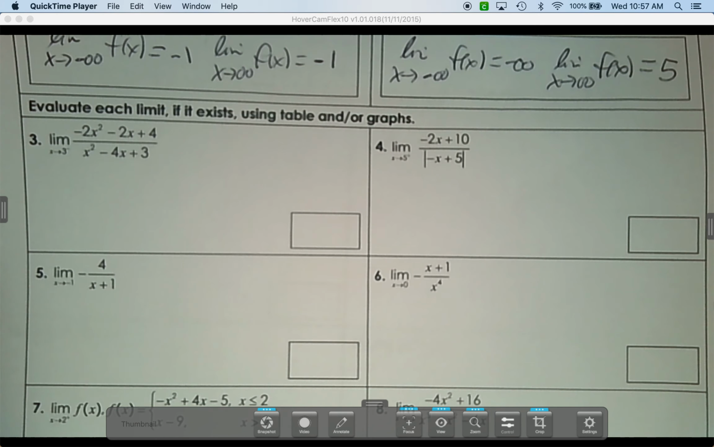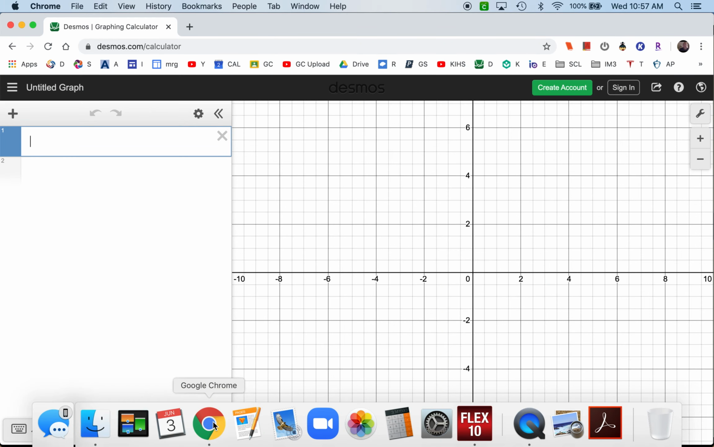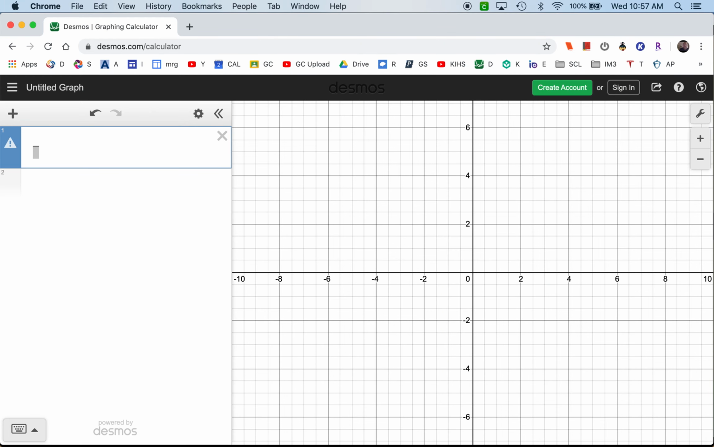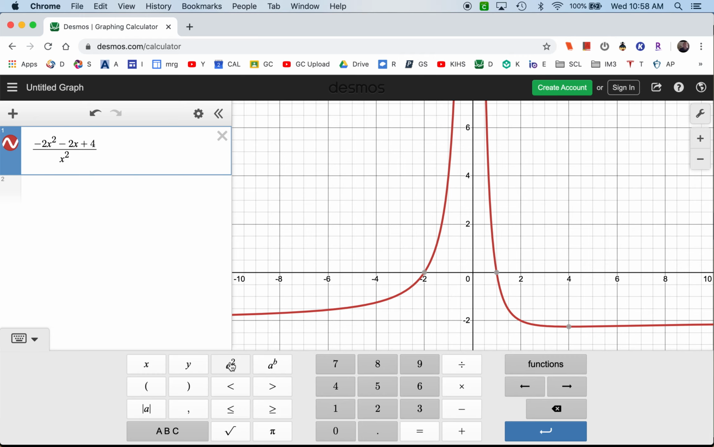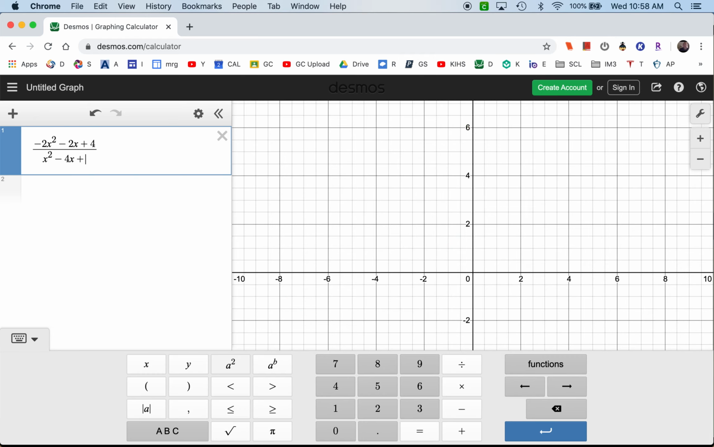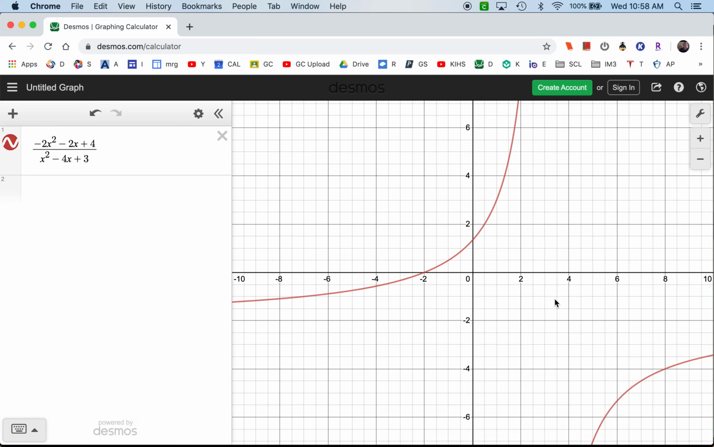Evaluate using a graph. So I'm going to go to Desmos for this. And so I'm going to stay on Desmos for this page until I get to where we're not using Desmos. So on Desmos, fraction, negative 2x squared subtract 2x plus 4. And then the denominator is x squared subtract 4x plus 3. And so what we're looking for is x approaches 3 from the left.